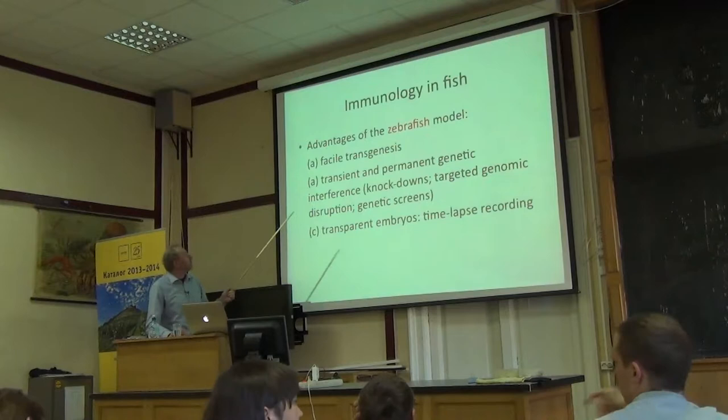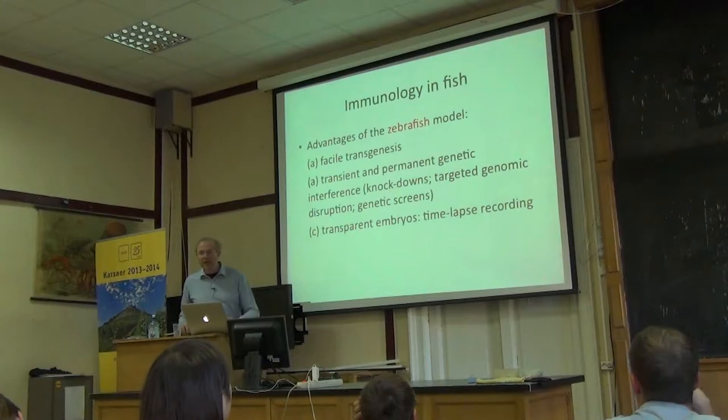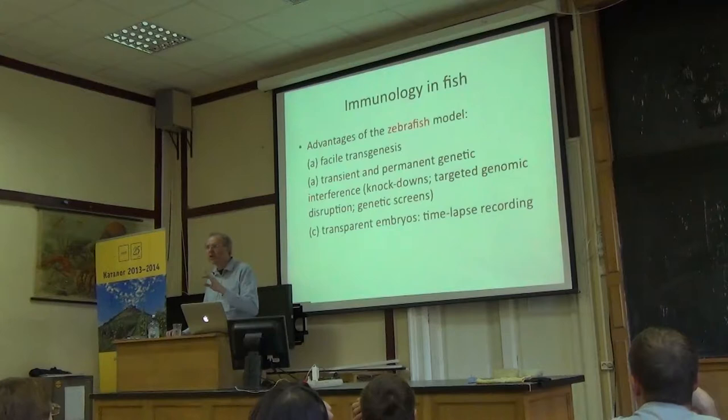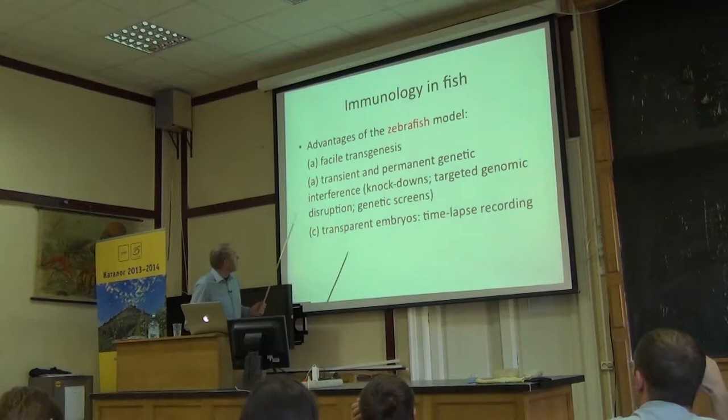And what we can do with them, we can make them transgenic. That is, we can take a fertilized egg. So we put male and female together, we have fertilized eggs, we can inject DNA with a fine needle into them. The DNA integrates into the nucleus, not all the time of course, but with a certain frequency, and then is incorporated into the genome, that is a heritable genetic change that we can then follow through the generations. That is what we call transgenesis. We can carry out transient and permanent genetic interference.